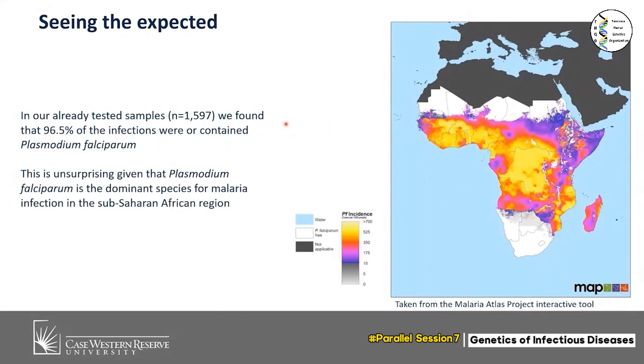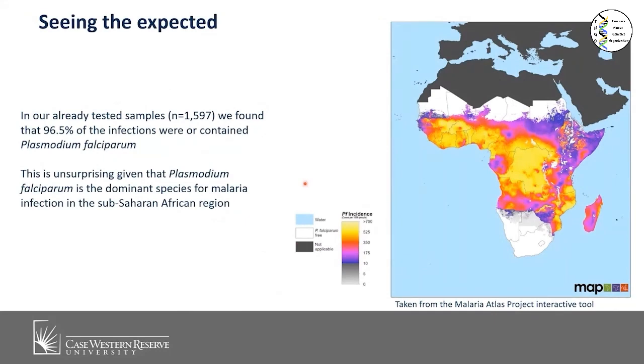And what we found in our data of the 1,500 individuals we have already tested, 96% of the infections that we found contained or were singularly Plasmodium falciparum. And what I mean by contained is malaria is a very specific disease that can have mixed infections, not just single species infections. So this together just gives us some sort of comfort that we're seeing the things that you would expect of this region.